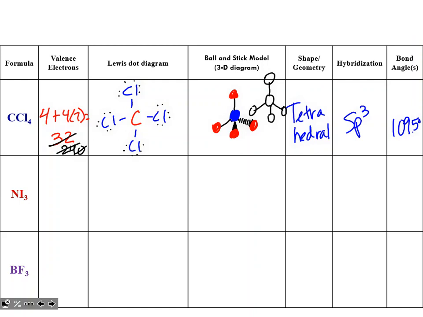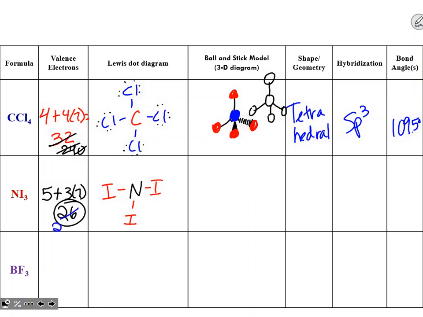So, that's what we're looking at here. Did everybody get the idea of the drawing there? Let's do one more here. Nitrogen triiodide. We have 5 from the nitrogen, plus 3 times 7. That's what, 26 to work with? All right, nitrogen goes in the center. Attach the ligands. Our iodines are our ligands.